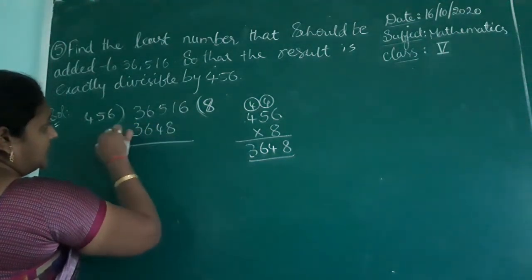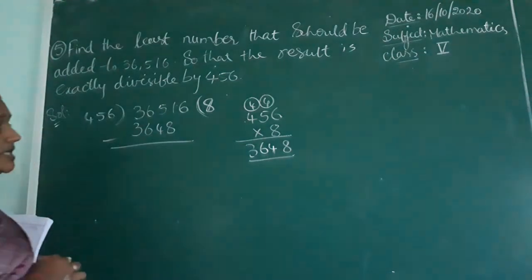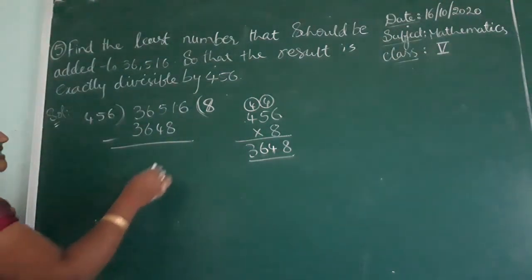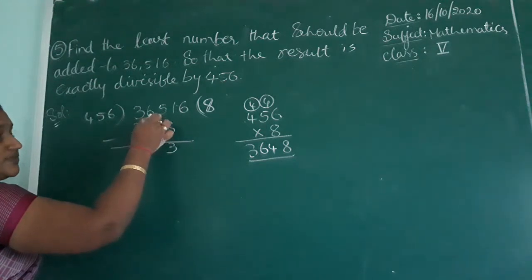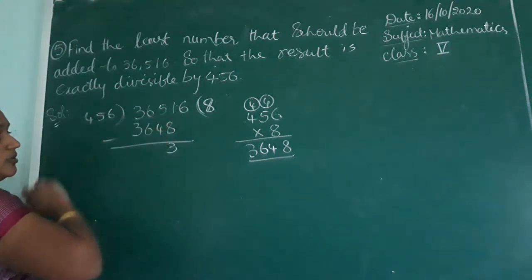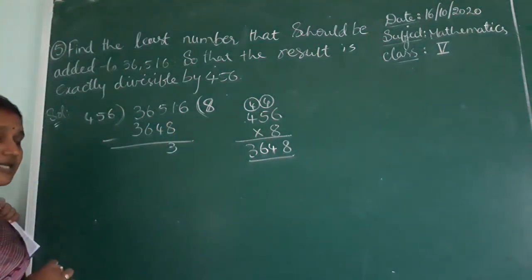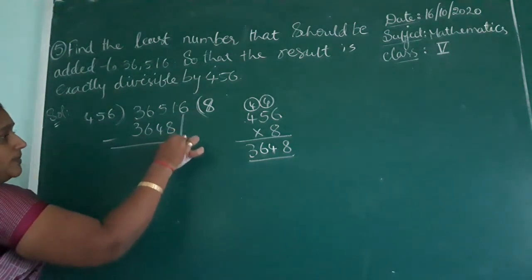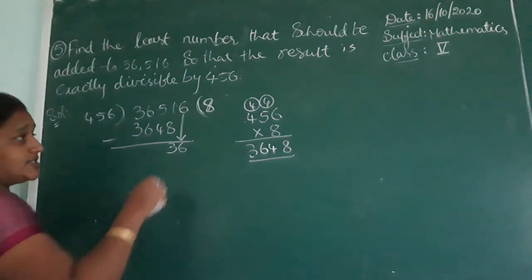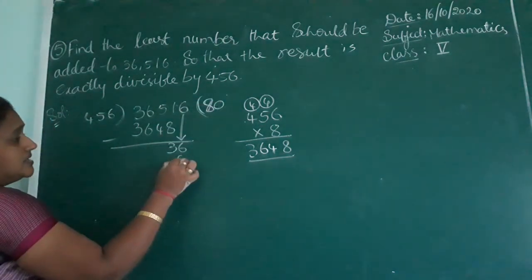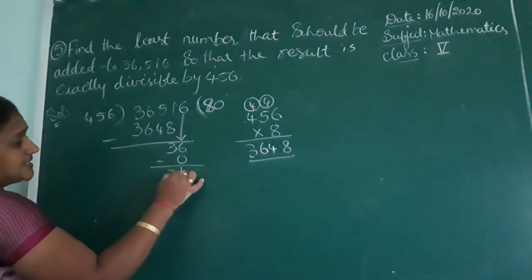3648. Remainder: 1 minus 8 not possible, so borrow, 11 minus 8 is 3. 4 minus 4 is 0. Here if you borrow, 8 becomes 4 now. 4 minus 4 is 0, and 6 minus 6, 3 minus 3, all are zeros. 3 left. Now drop down 6, because it is a 2 digit number and this is a 3 digit number, so it divides 0 times. The remainder is 36.